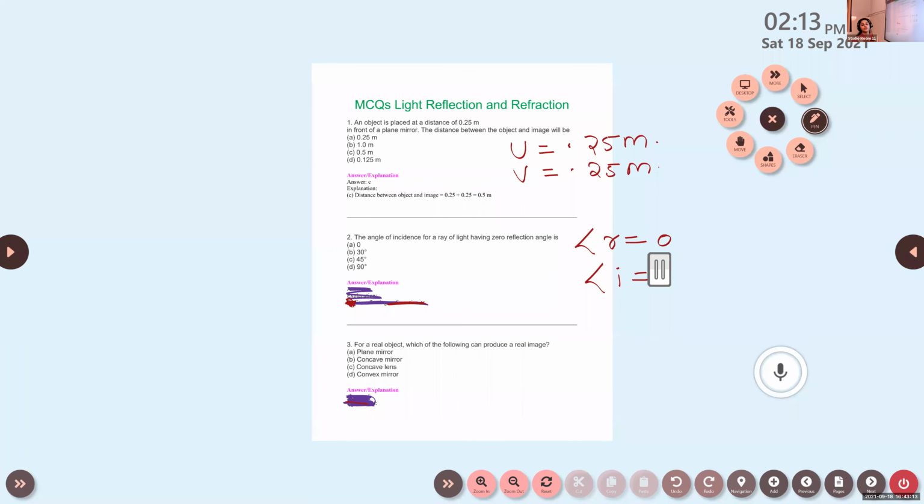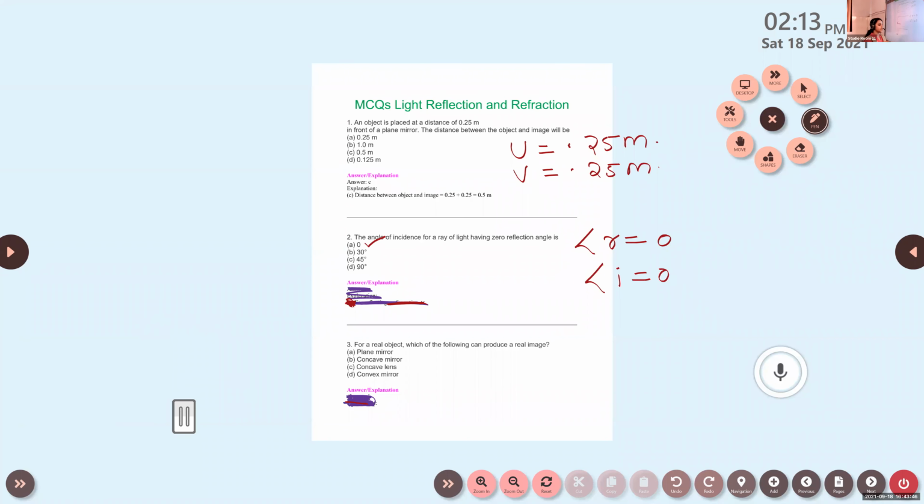Very good. According to the law of reflection, angle of incidence is equal to angle of reflection. So in the given question, the angle of reflection is equal to 0. If angle R is equal to 0, then according to the law of reflection, angle I is also equal to 0. So the correct answer is option A, it is 0.